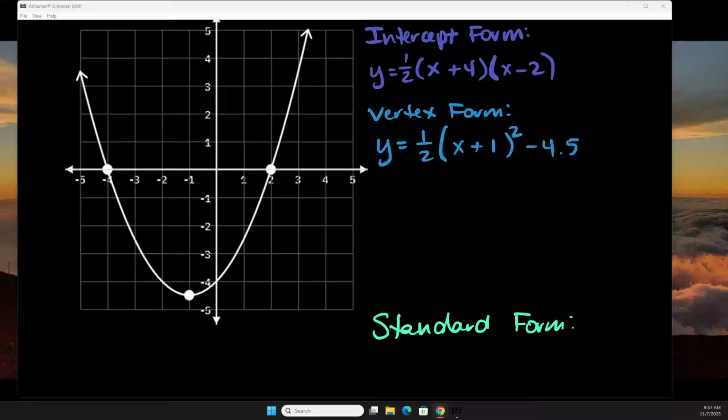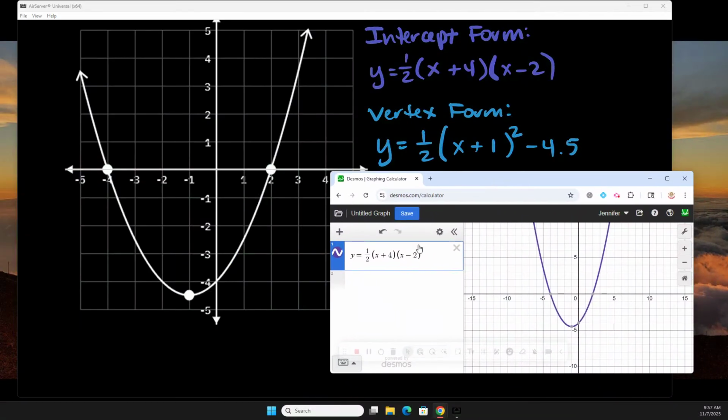You can also think of it like transformation. So this is what the original parabola would look like. And the vertex is at 0, 0, and it gets shifted 1 to the left, which would be a +1, and 4.5 down, which would be a -4.5. Okay, let's type that in just to double check that it is the same as the next one.